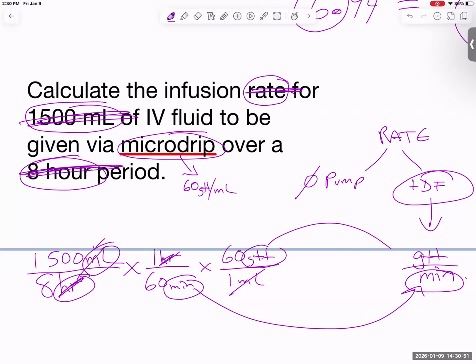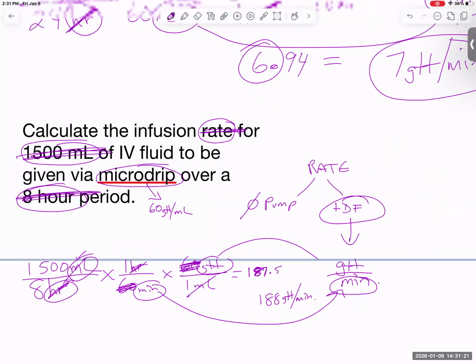So the math on this one, you can cross off like amounts. Remember I said that? So you can cross off the 60 on the top and the 60 on the bottom. That's totally fine. And when you do that, it's literally 1,500 divided by 8, and that will give you 187.5. And remember, no matter what the number is, I cannot split a drop. So what's the final answer? 188. 188 drops per minute. Beautiful.